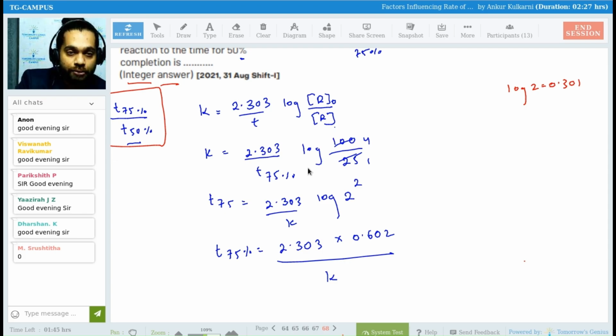Very good, Shrutika. Integer answer, you cannot write 2:1, no? What will be the answer you will write in the exam? That's what I asked.